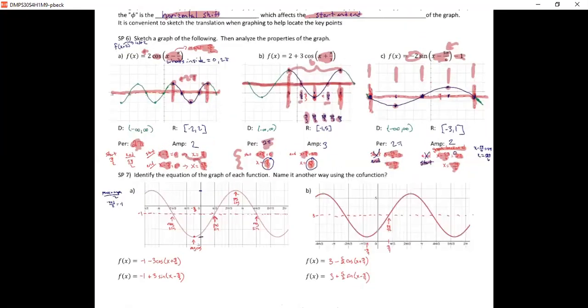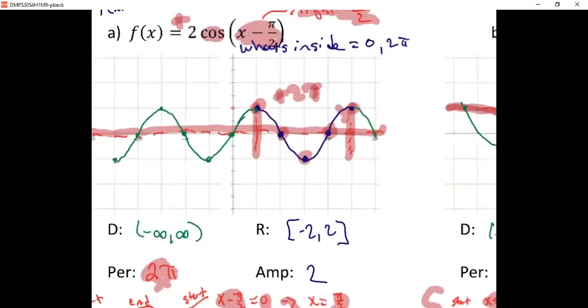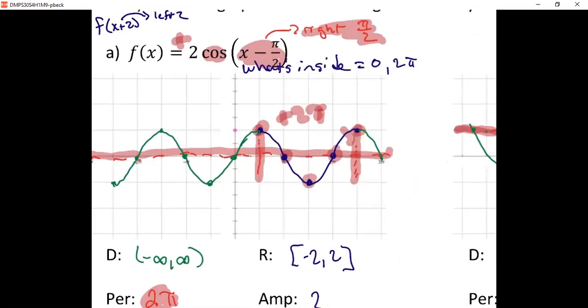Then, if you notice, I'm going to go back to this graph. This is the graph of cosine of x minus pi over 2. But if you take a look at the graph, a lot of students said, hey, wait a second, Mr. Beck, isn't that just the graph of 2 sine of x? The answer is yes, it is the graph of 2 sine of x.